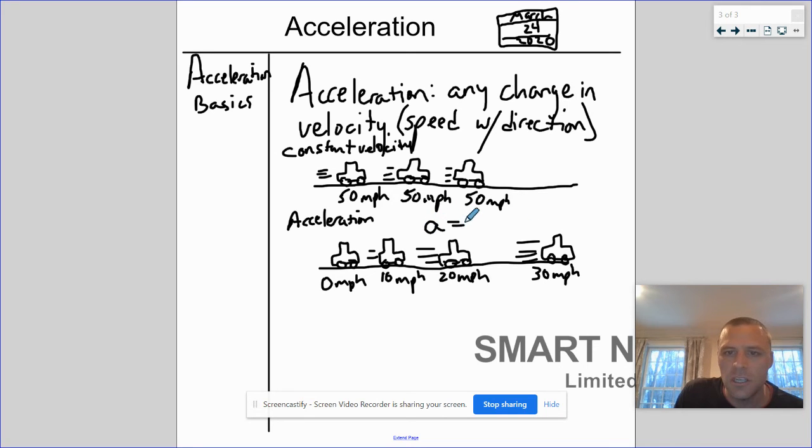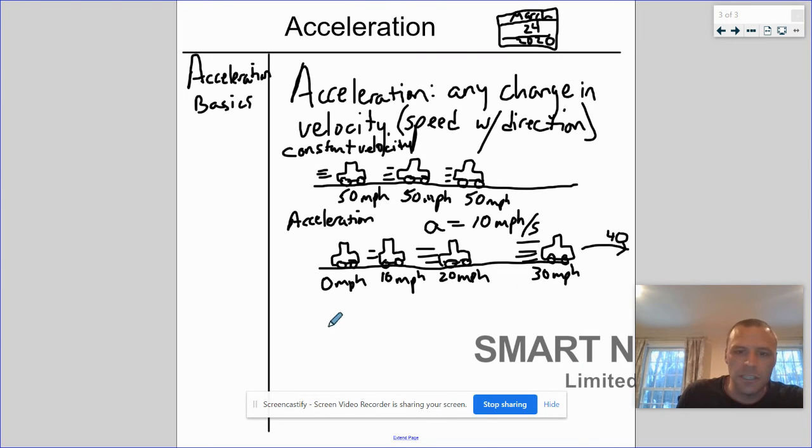So the acceleration here would be 10 miles per hour per second. And it's kind of a weird unit, but that's the way that acceleration is described. And what this means, 10 miles per hour per second, is that for every second that goes by, this object will gain 10 miles per hour. So if another second were to go by, way out here, I ran out of room, but it would be moving at 40 miles per hour, then 50 miles per hour, and 60 miles per hour.